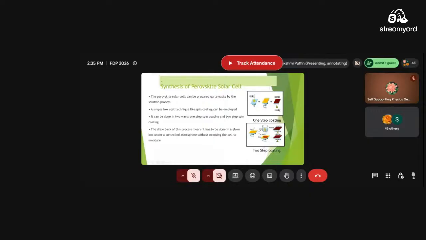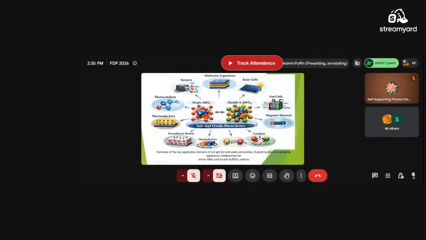We have divided it into two steps. First we have to prepare the material using the solvent process. Then we coat it. What is the spin coating method? We spin this, and we get the coating. Then we just have to anneal. In the second step, we have to go for either a rinsing method or something similar, and then annealing. So this is another method of coating this material. Like that, we have two steps. So this is based on sol-gel oxide perovskite, where we can use it.